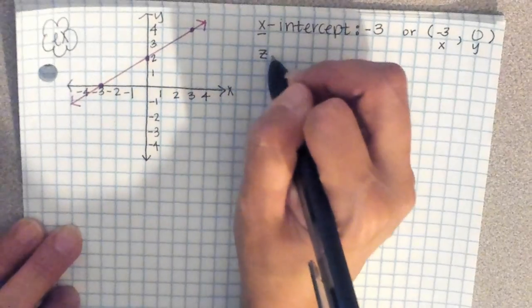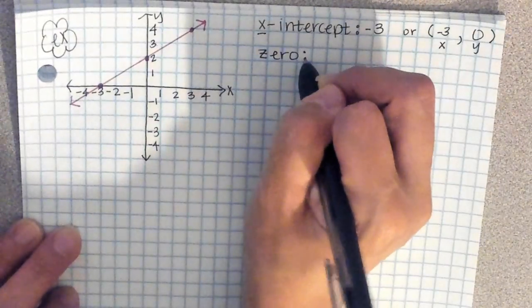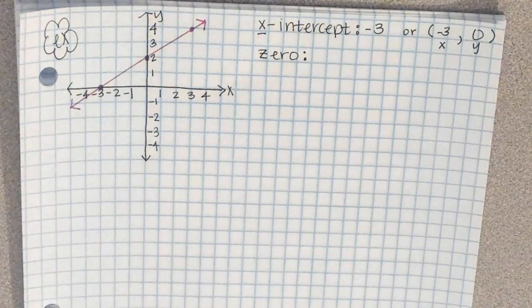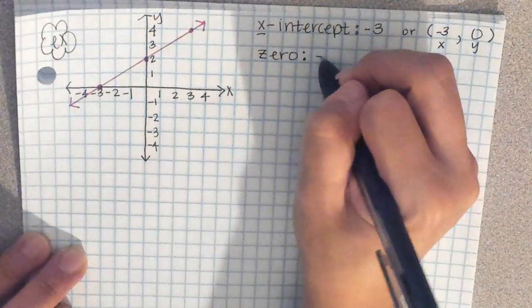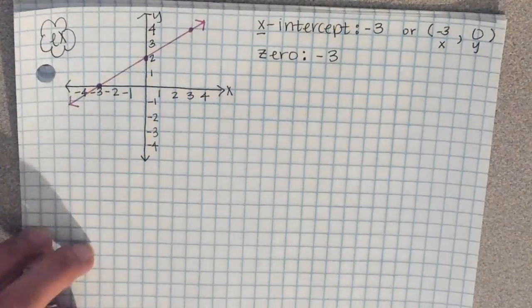What's the 0 of my graph? Why is it -3? Because the x-intercept and the 0 are the same thing.